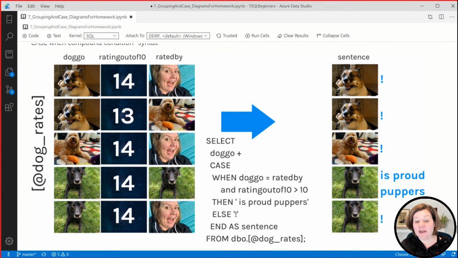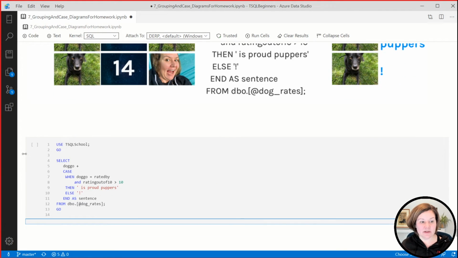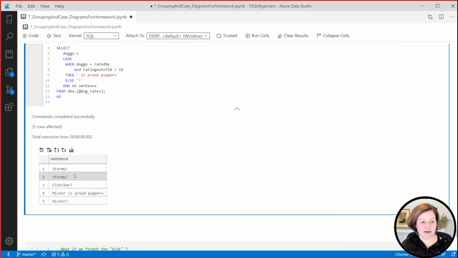So we only have when doggo equals rated by. Well, there's only this one. Dog is not equal to rated by. Dog is not equal to rated by. Oh, Mr. rated himself. We have one row where the dog and the rated by are the same. Then it also has to check, is the rating greater than 10? Okay, all of this is true. So this one row is proud puppers. The rest all get the explanation. The rest all fall into the else, as the column labeled sentence. In T-SQL, this looks like this, right? So this is how that runs there.